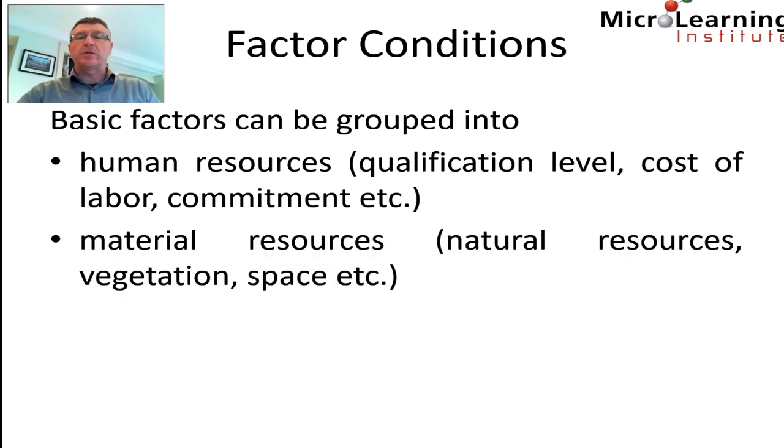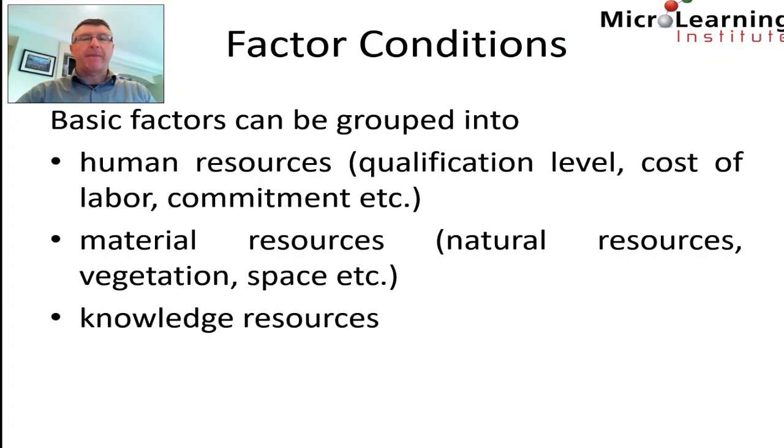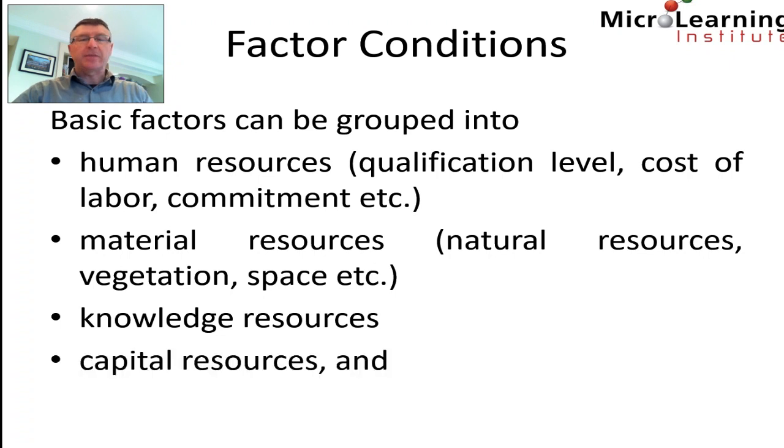These could be natural resources like vegetation or open space that are naturally available in a country. And similarly, knowledge resources. Some regions possess better knowledge in some areas or in some sectors than others. And finally, the availability of capital resources to invest in a sector. So these items were referred to as basic factor conditions, the suggestion being that they occur relatively naturally in the country.